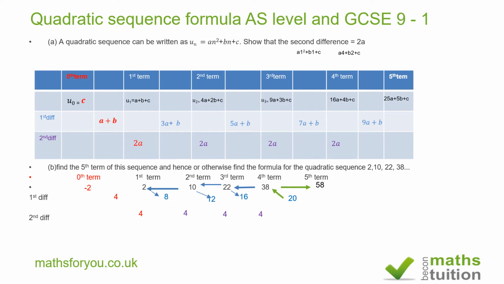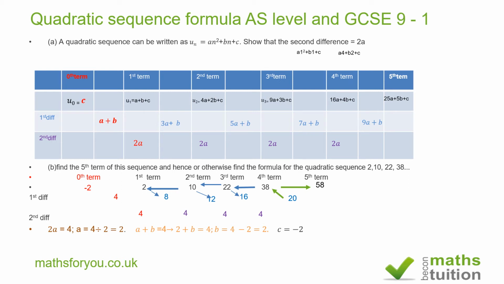Okay, right. Now, to find the formula, we know 2a is 4. Okay, 2a is 4. Now, we then do 2a is equal to 4, so a is 4 divided by 2, which is 2. So a has got a value of 2.